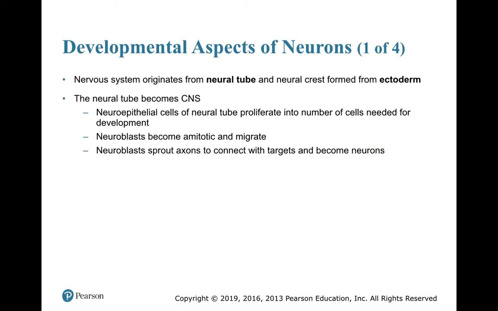Developmentally, the nervous system originates from the neural tube and neural crest cells that are formed from the ectoderm. That neural tube is going to become the central nervous system. The neuroepithelial cells of the neural tube proliferate into cells needed for development. Neuroblasts become amitotic, begin to migrate, and neuroblasts will sprout axons and make connections with targets and become neurons.